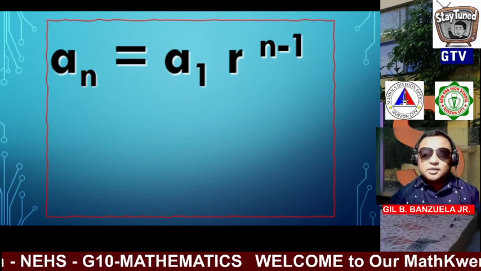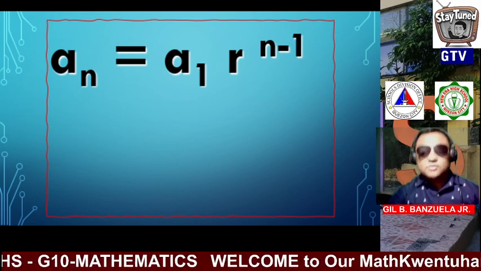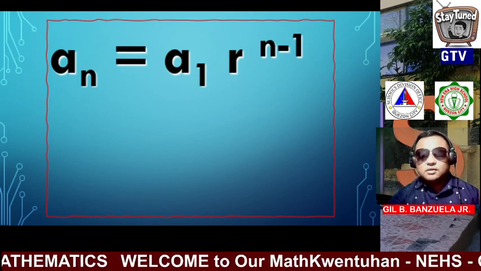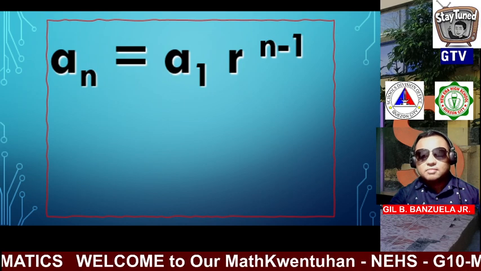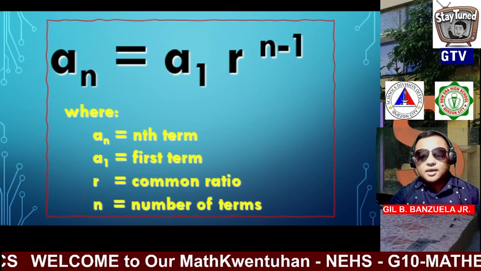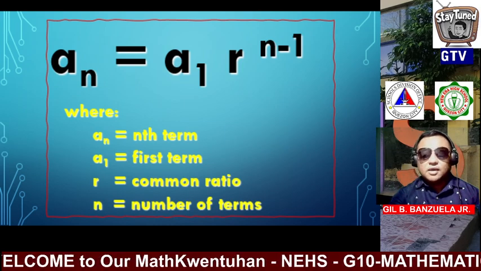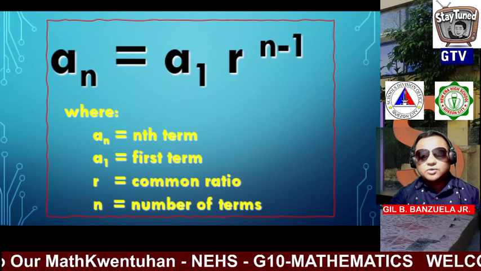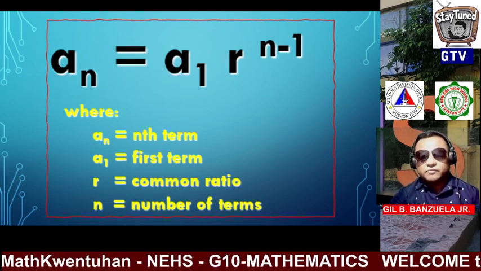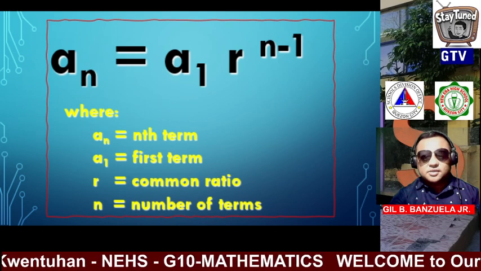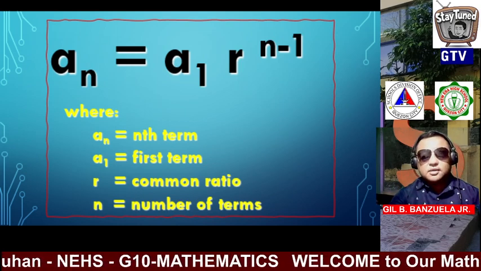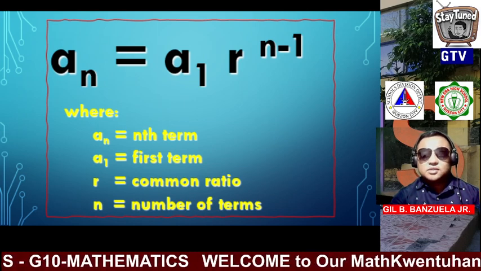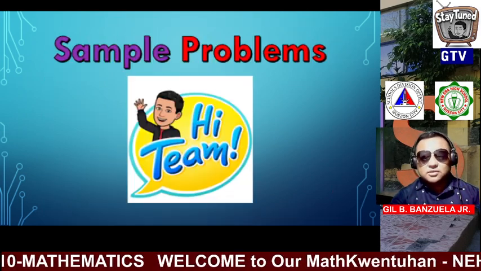Okay, so let's deal with its formula. Our formula is a sub n equals a sub 1 multiplied by r raised to n minus 1, where a sub n is the nth term, a sub 1 is our first term, r is our common ratio, and n is the number of terms, while the 1 being subtracted is a constant. So for us to understand this formula well, let's solve some problems.